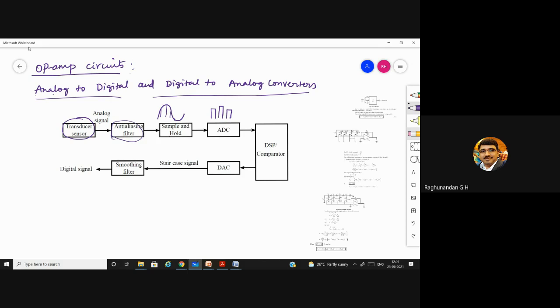So instead of having this variation, it will first be converted into a response like this, a step response. After that, individual pulses will be generated like this. Then this is given to the ADC, which is going to give the digital equivalent of that particular signal. So whatever analog values we have will be converted into their digital equivalent.